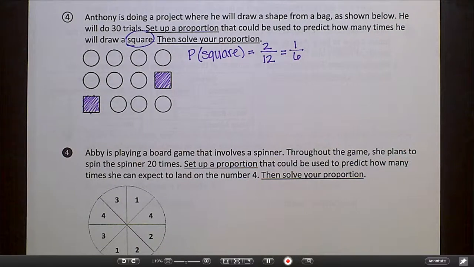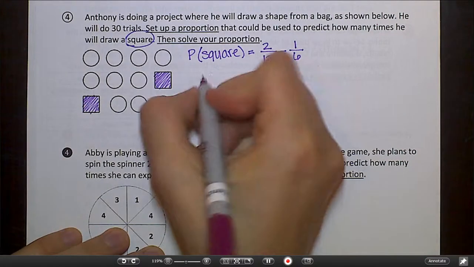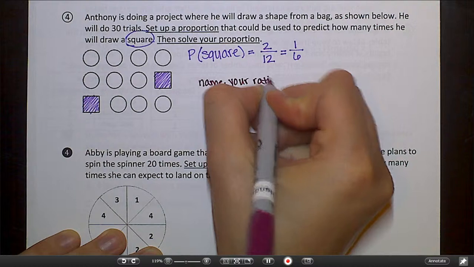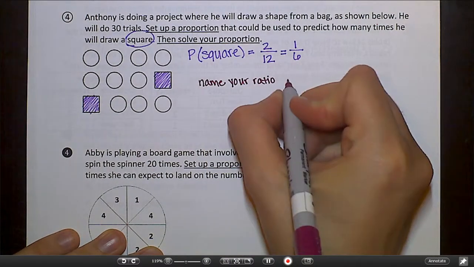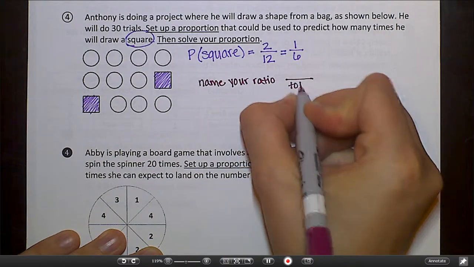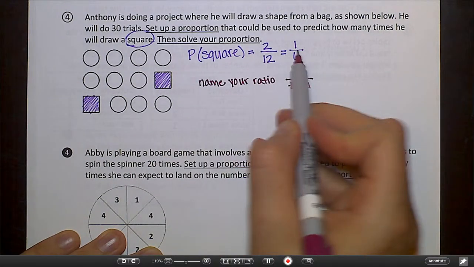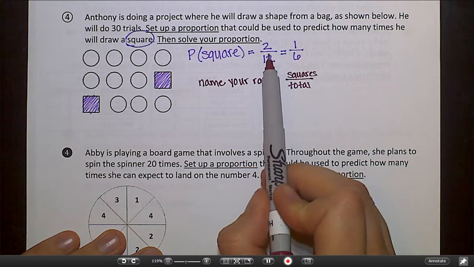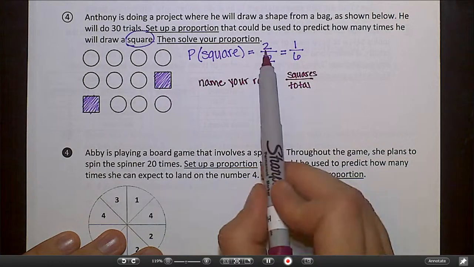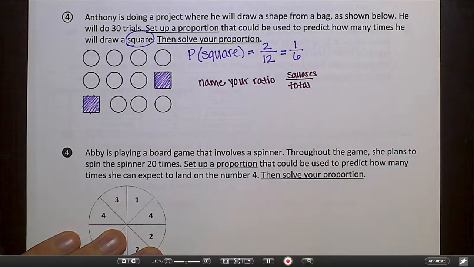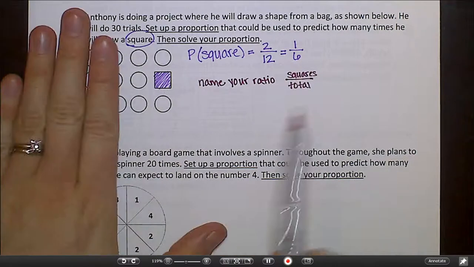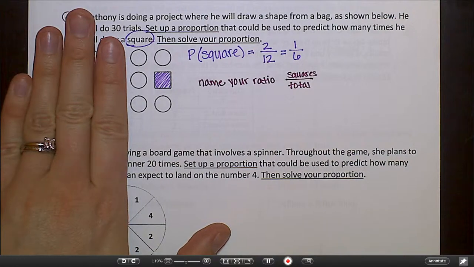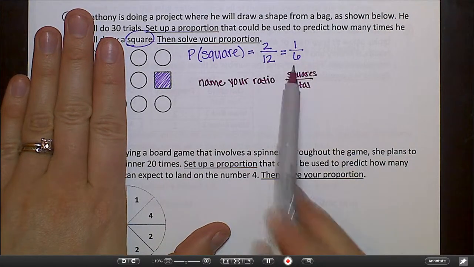So now that I have that, I can start doing a proportion. So first I'm going to name my ratio. And remember, that's something over something. So total is always on bottom. And this is the number of squares. So basically, squares over total. Basically, if I have 12 shapes, 2 of them will be squares. That also means that if I have 6 shapes, 1 of them should be a square. So we're just simplifying. We're creating equal fractions. And we'll see that at the end, we actually have an equal fraction as well.